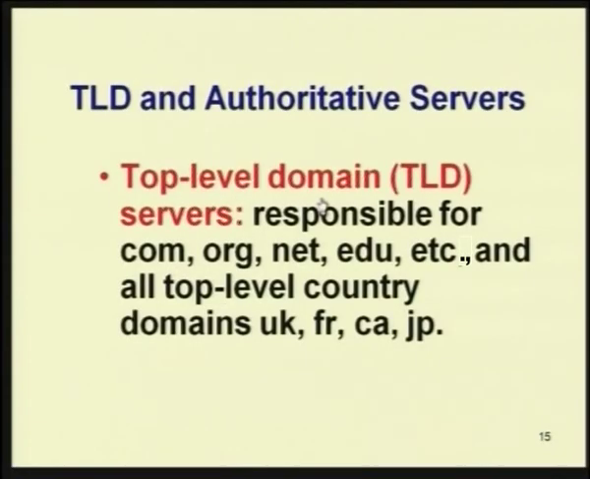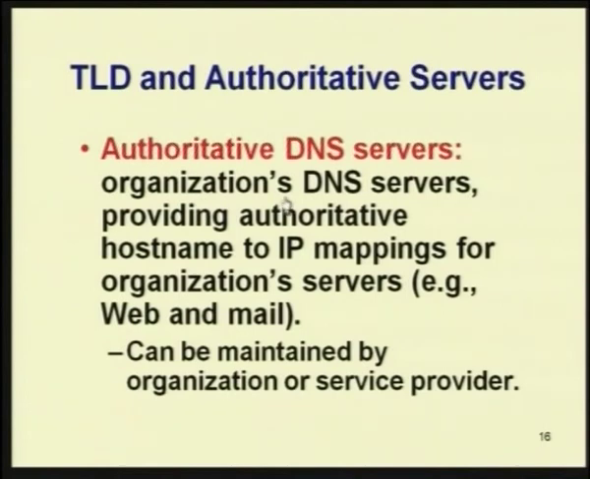So, then we have the top level domain and authoritative servers. The top level domain servers are responsible for the top level that we talked about, right, com, org, net, edu, etc. And we have domains for all top level country names, country domains. So, you have UK, FR, CA, Japan, IN for India and so on. Then we have the authoritative DNS servers, which are responsible for the organization's DNS servers, and they provide the authoritative host name to IP mappings for organization servers, for example, for web and mail and so on, and these can be maintained by the organization or the service provider.